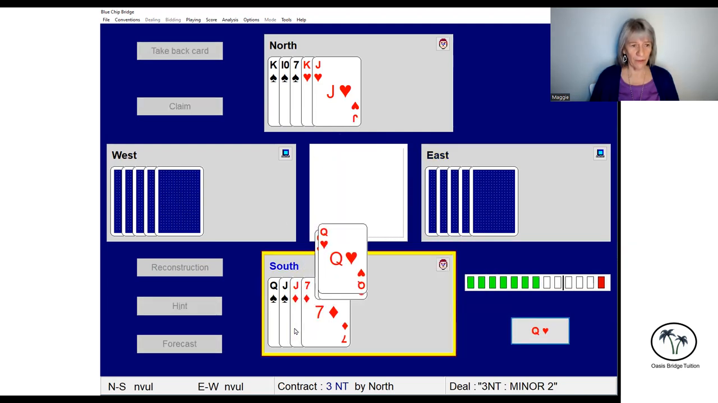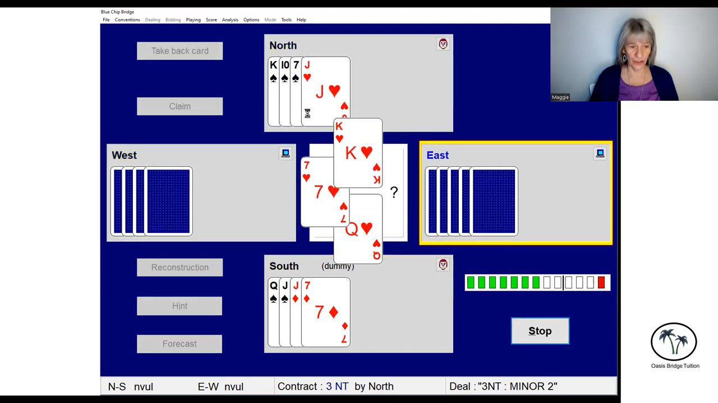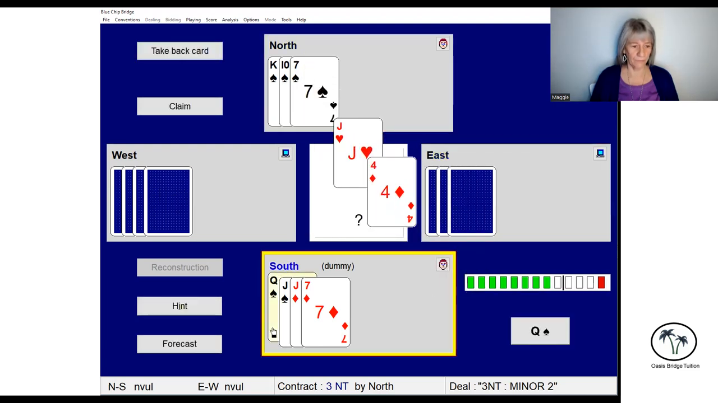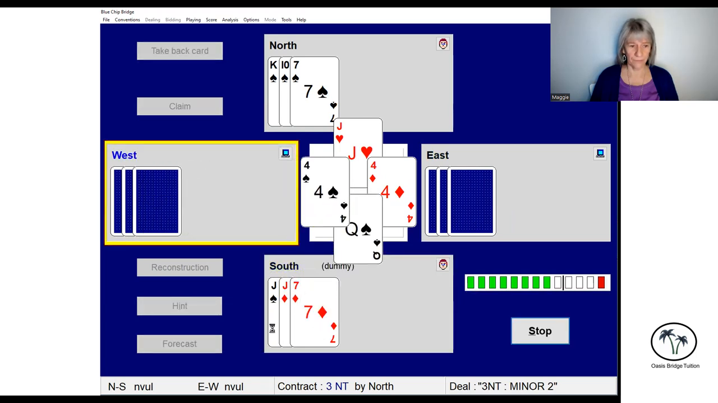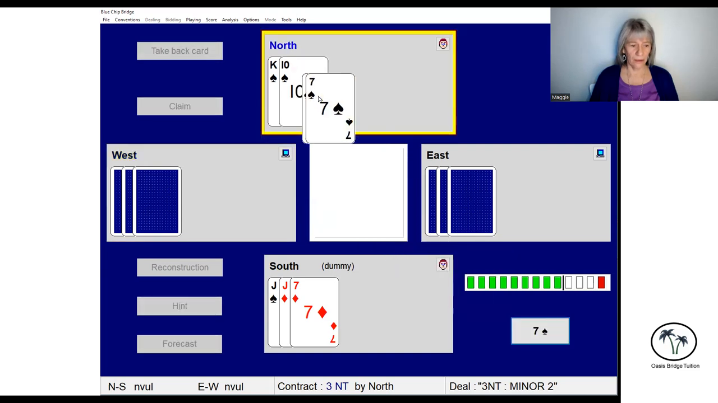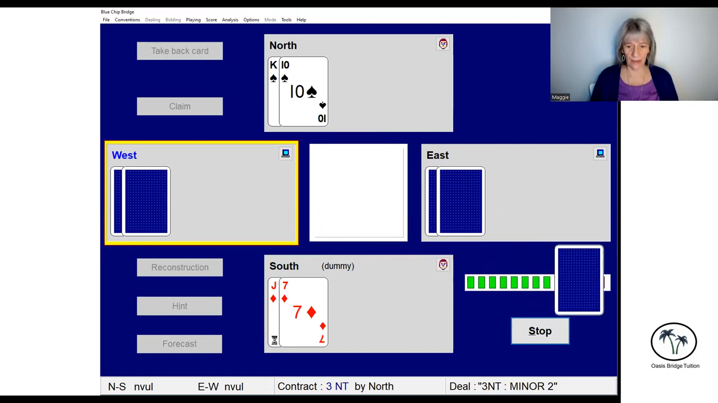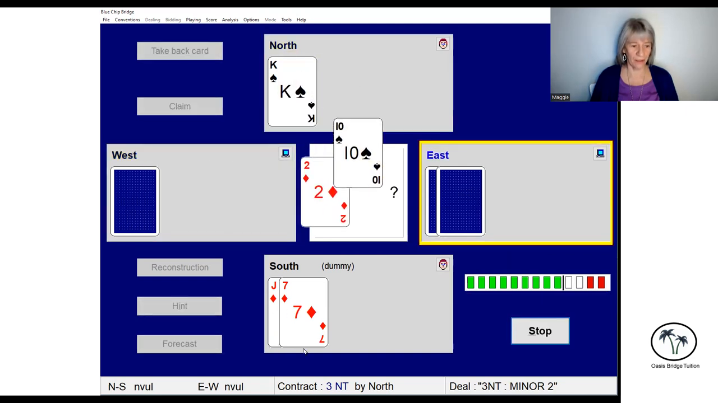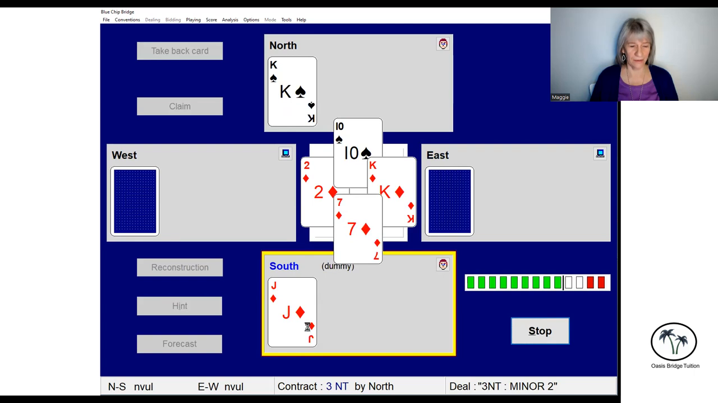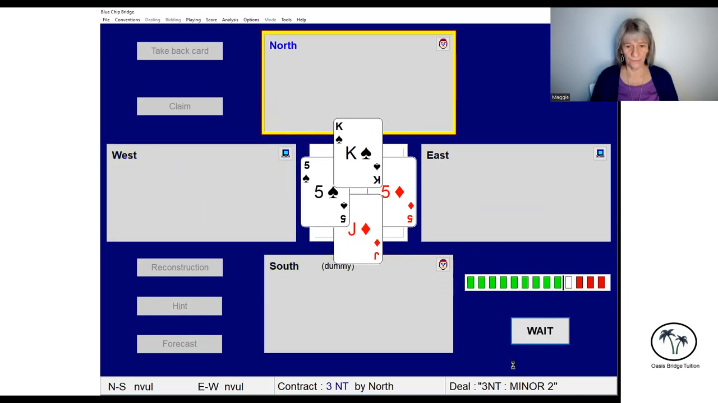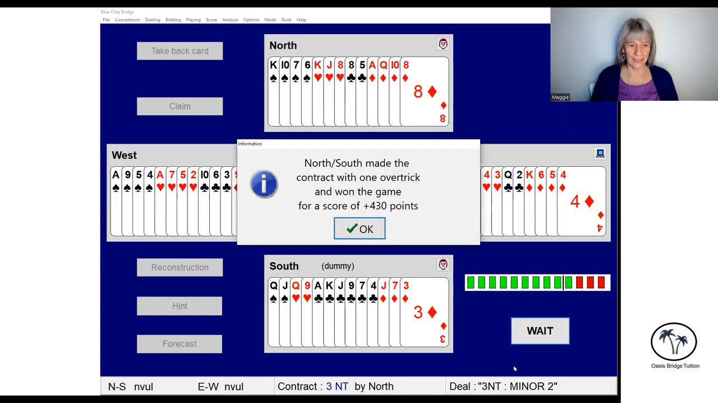I'm going to play the Queen of Hearts. I'm going to overtake it with a king so that I can also play the jack. And then I'll play seven into the jack. There goes the ace. I don't think our king's going to make a trick now because we're playing into diamonds. All right, so we're making the contract with one overtrick. That's a great score, 430 points.